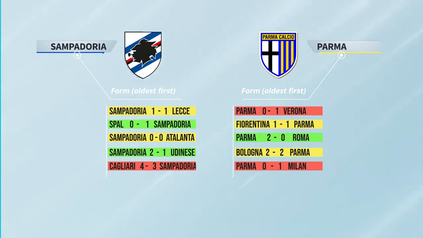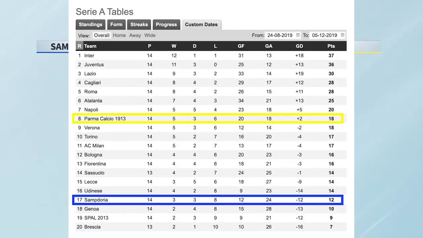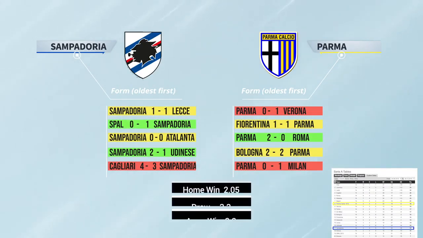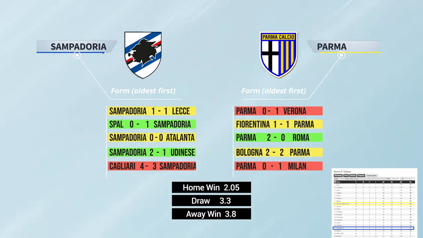And then when you consider other factors such as home advantage, which is strong in Serie A, and the fact that Parma were a newly promoted team, despite them being higher up in the table, the odds offered by the bookmakers had Sampdoria as the favourites. But let's look at that form again.